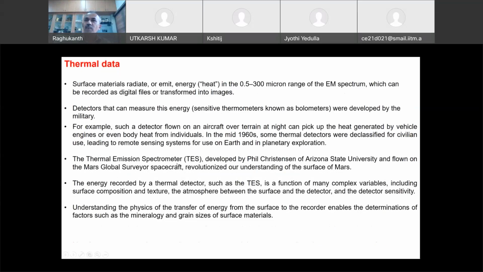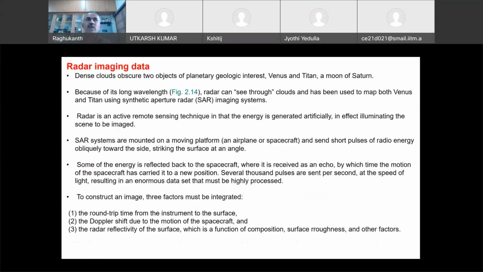So the thermal emission spectrometer basically also flew on Mars Global Surveyor. It can measure the temperature on the surface of Mars itself. Then so many things are there. Okay. So so many instruments, and then radars have come. Now the most important thing about radar is if you have a dense atmosphere on a planet, like Venus, Titan, of course Mars also has one, but Mars is not that dense.